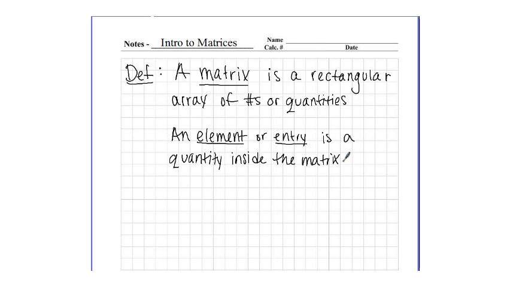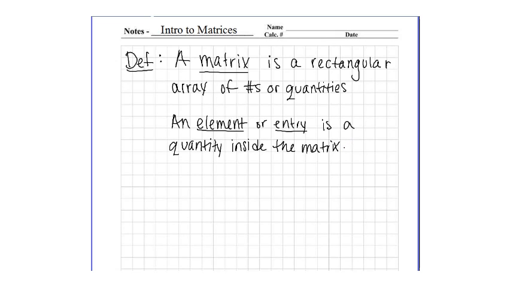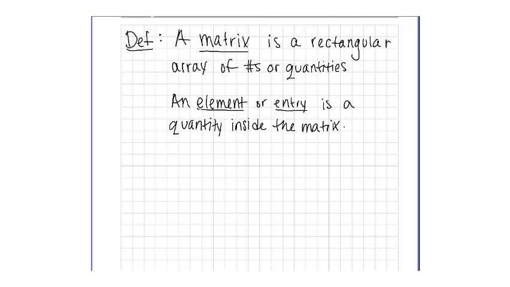So one thing that's really important about matrices is they have different dimensions. So we want to have our dimensions in the correct order. So dimensions for a matrix are the number of rows by the number of columns.